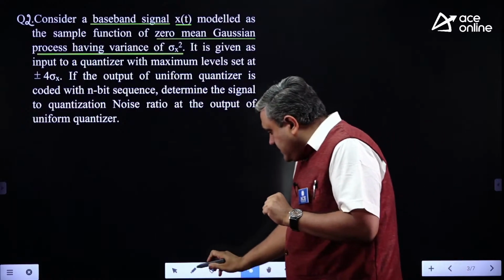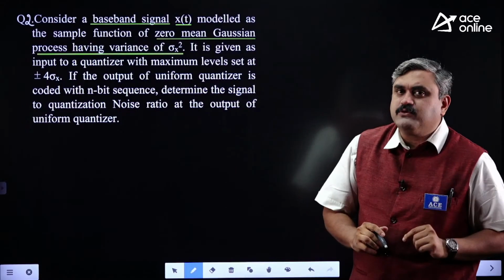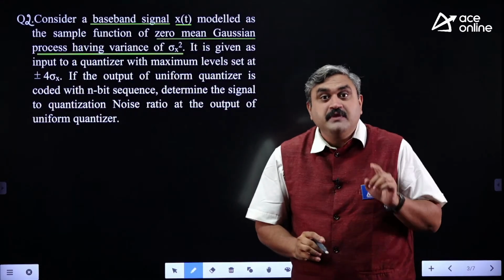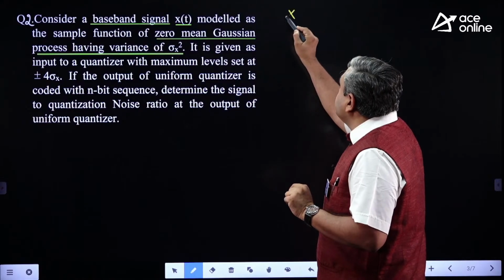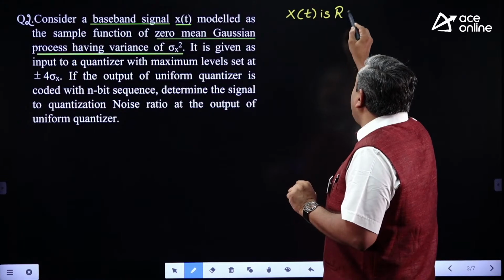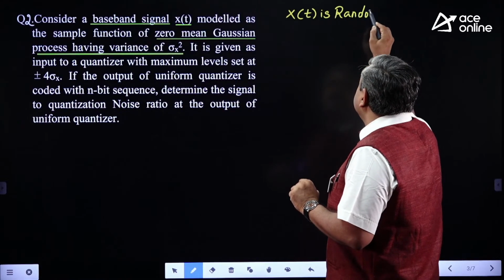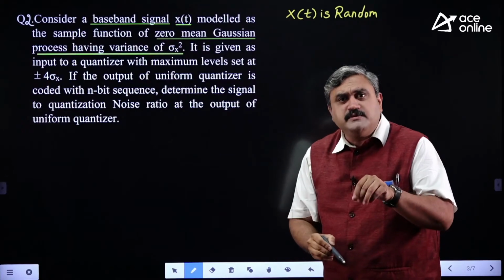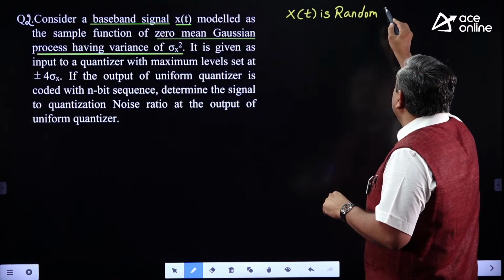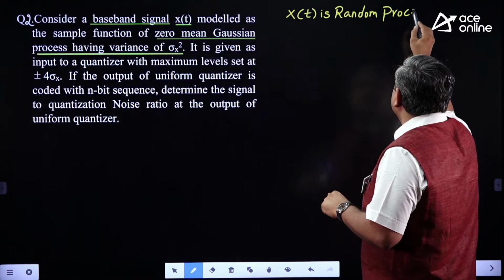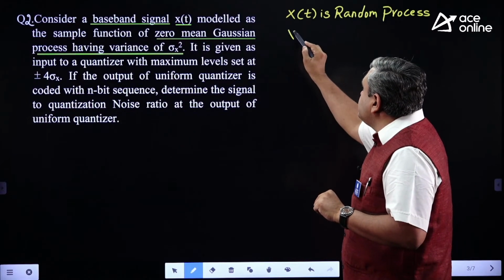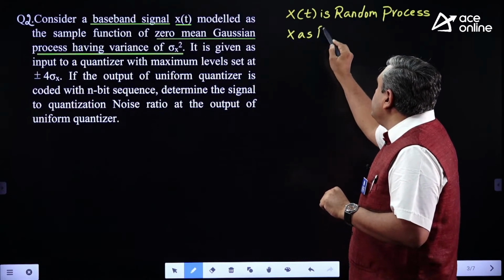So, what is he telling here? Observe carefully how differently he framed the question. He did not take a deterministic signal here, he took a random process. So, x of t is representing a random process. Anything can be given as a message signal. There is no need that it should be only a deterministic signal. Now, the signal that is given is first considered as a random process. In this random process, he is considering x as a random variable.